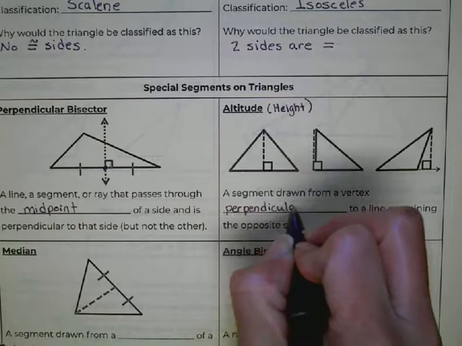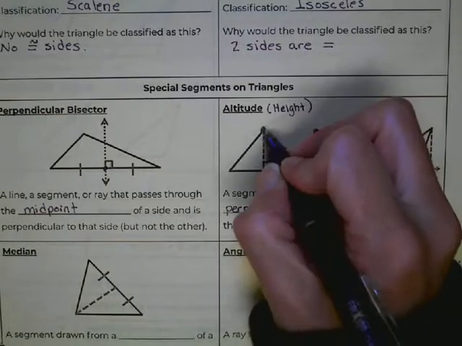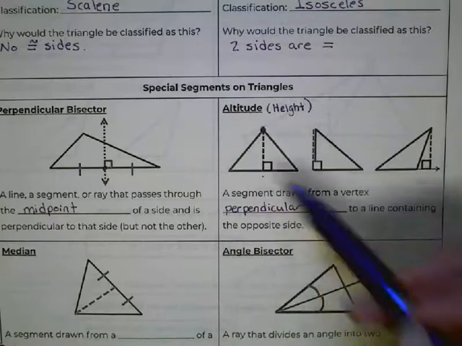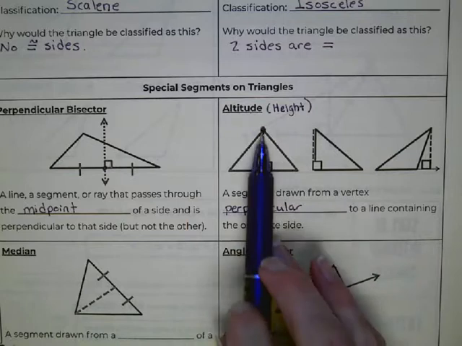So here's 3 different examples of how it could be. It has to go from a vertex, so that is a point, and it's perpendicular with the opposite side. So again, this 90-degree corner has to be at the side, not at the vertex.